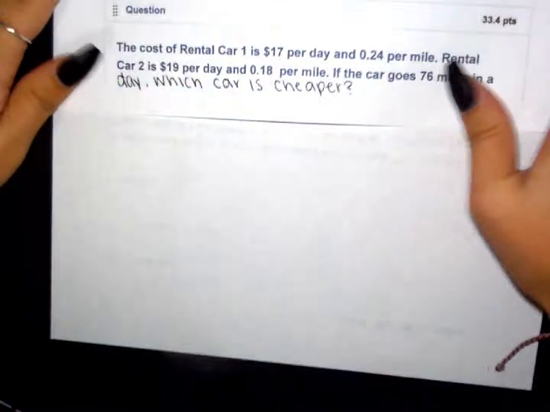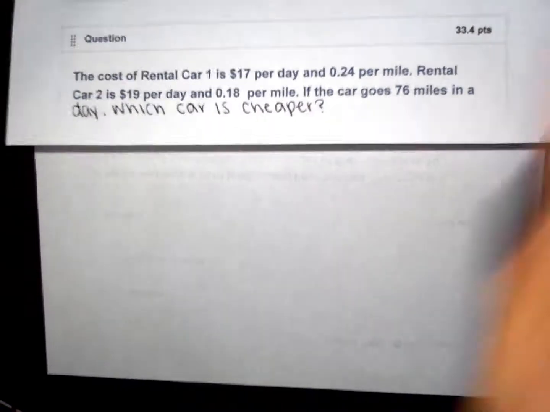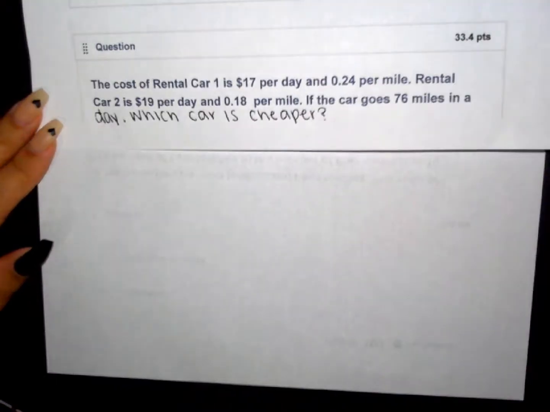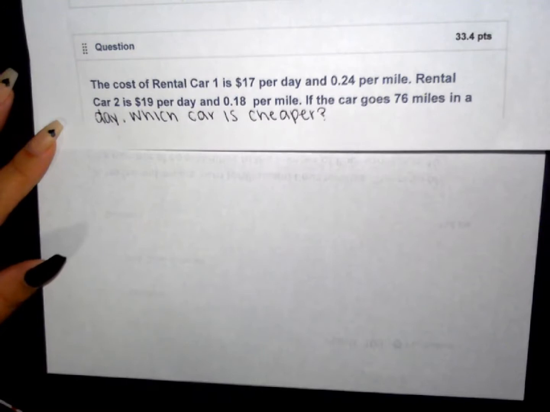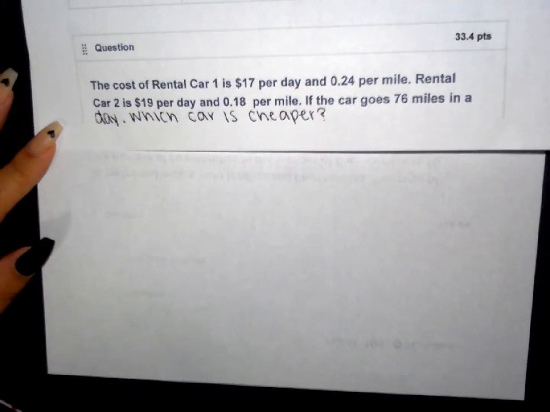We have a cost of rental car 1 that is $17 per day and 24 cents per mile. Rental car 2 is $19 per day and 18 cents per mile. If the car goes 76 miles in a day, which car is cheaper? So what we can do is go ahead and just solve for both of these because we have all the information that we need.